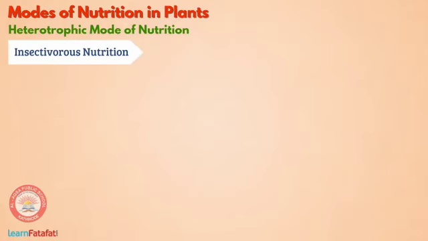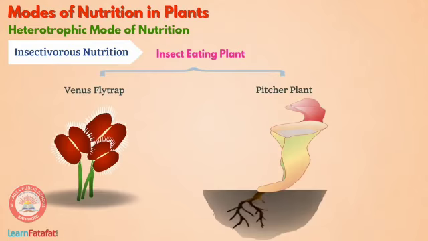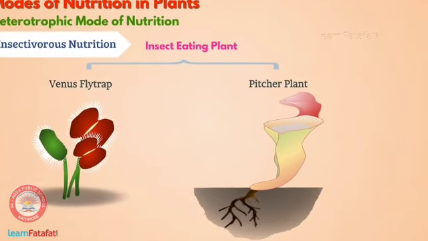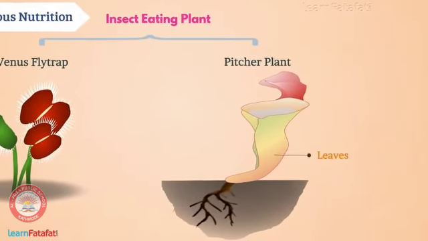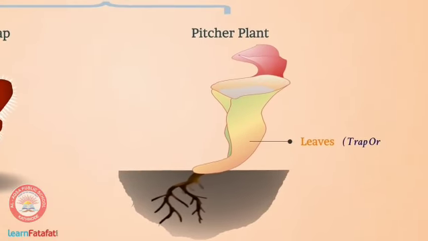Insectivorous nutrition. In this type of nutrition, the plants depend on insects for obtaining certain nutrients. Examples are Venus flytrap and pitcher plant. They are very colorful to attract insects towards them. In pitcher plant, the leaf is modified to form a pitcher-like structure.